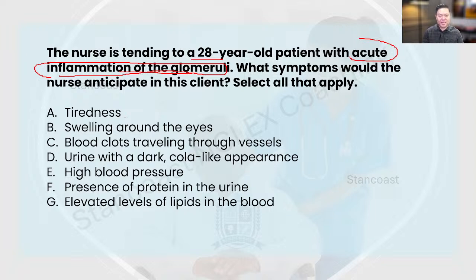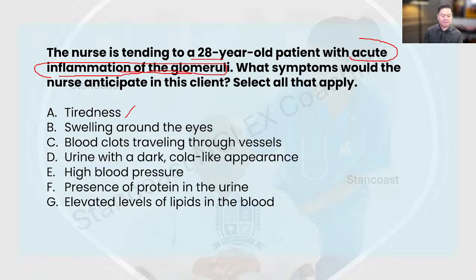So tiredness is possibly one of the answers here. What about letter B, swelling around the eyes? Let's take a look. Is that part of it? Yes, possibly, because the periorbital edema, or let's say the swelling around the eyes, these are your classic manifestations of acute glomerulonephritis, and this is going to be caused by the fluid retention and the altered kidney function.